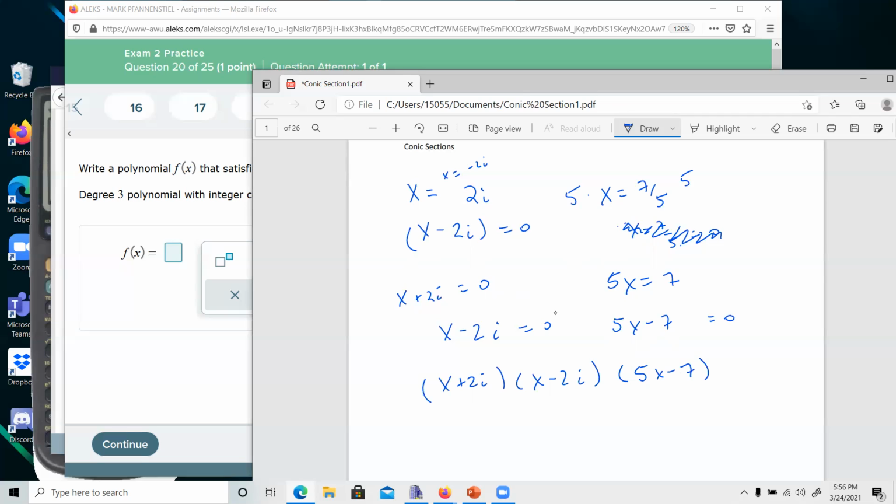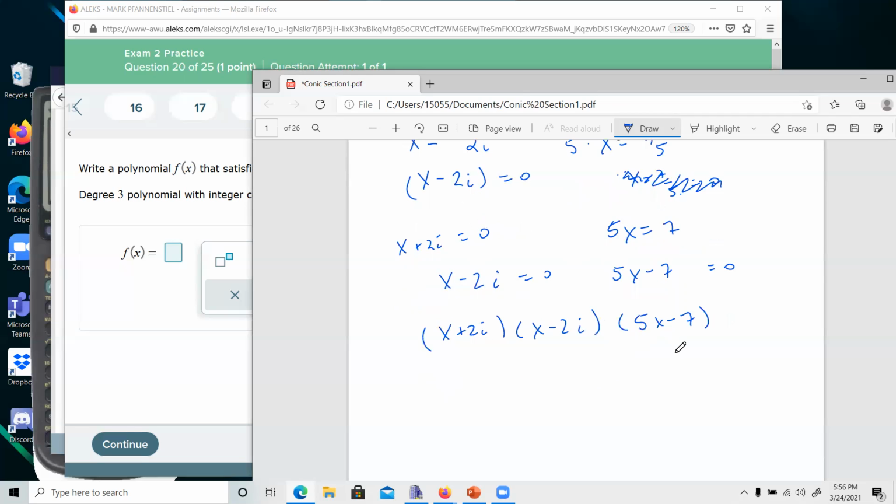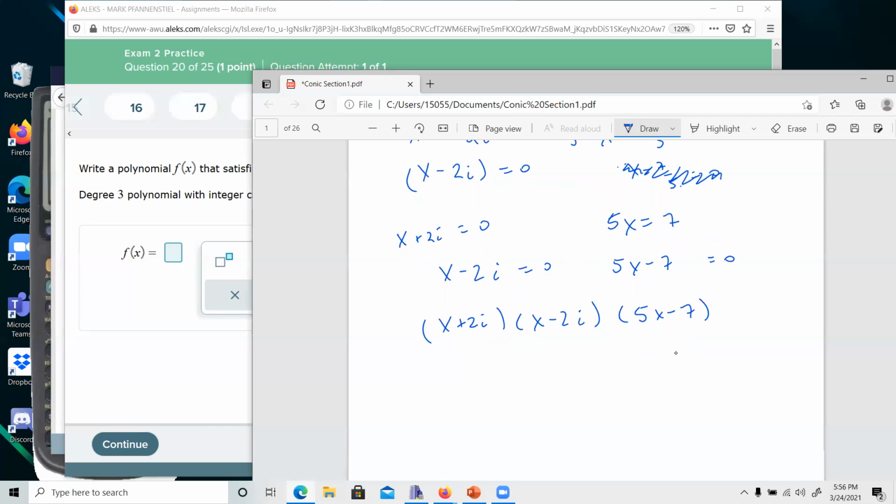Right. Go ahead and deal with the conjugate part first, because I don't want to make a mess with it. And because it's a conjugate, stuff is going to cancel. So we have x squared, we have plus 2i x, we have a minus 2i x, and then we have a minus 4i squared. It's just foiling all of it. X squared, we have plus 2 minus 2, so that's 0. And then i squared is really negative 1. So that's x squared plus 4, and then 5x minus 7.